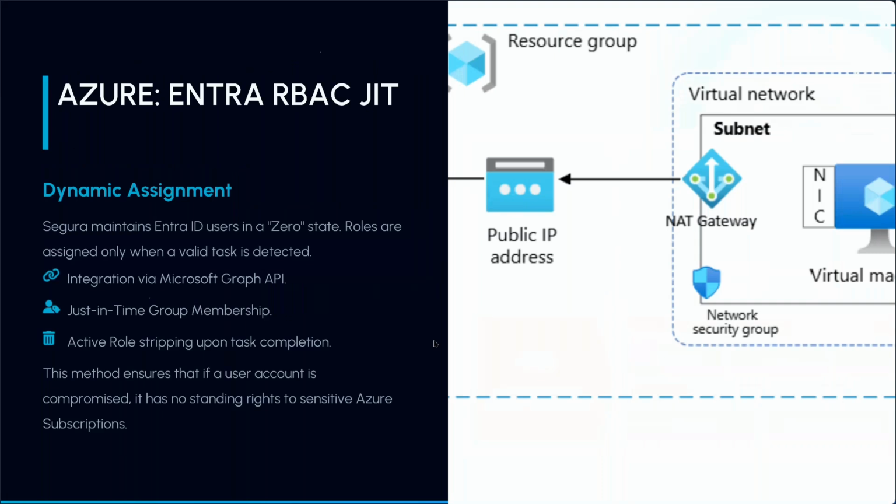Okay, so for Azure, we have some dynamic assignment. So we help you to maintain Entra ID with a zero state. So those users have no access, the user role is very limited access, and you just assign the role when a valid task is detected, and after that we remove that role. So we have a zero standing with dynamic role assignment, not like AWS, because they have a different philosophy of the API about role and user in the backend.